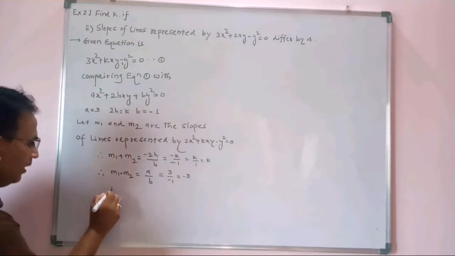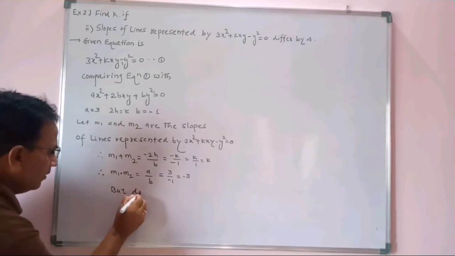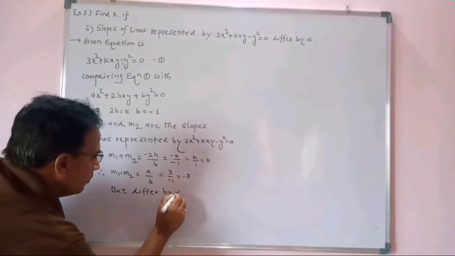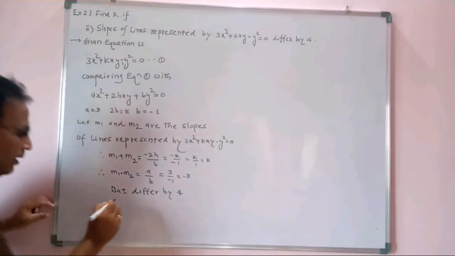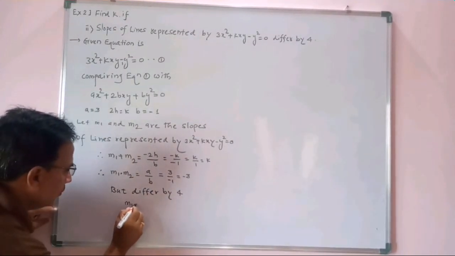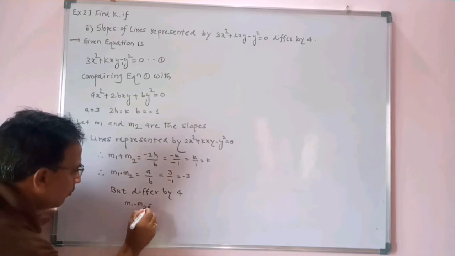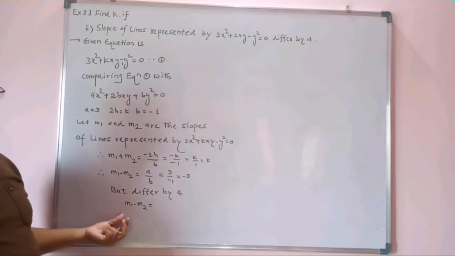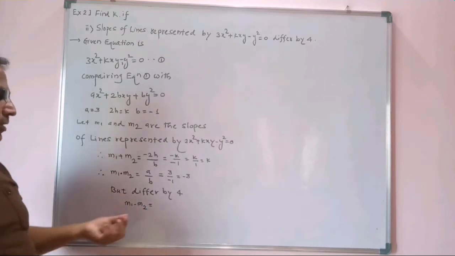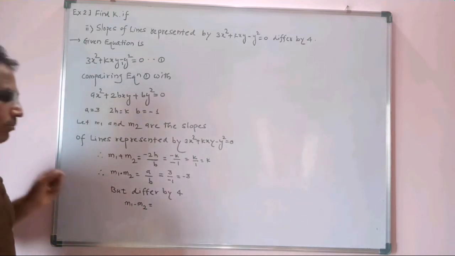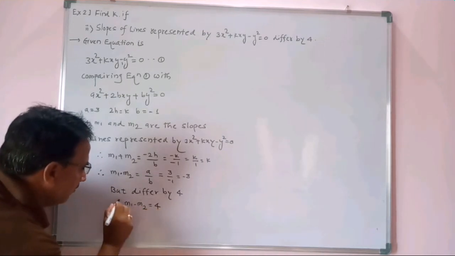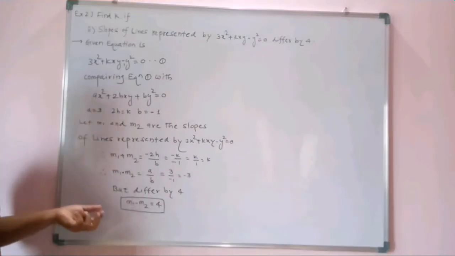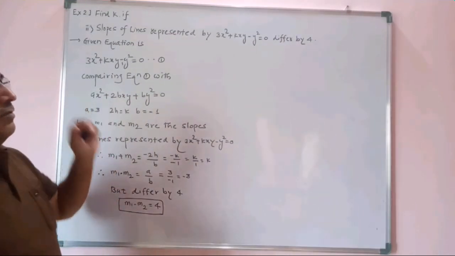But the given condition is that the slopes differ by 4. Differ by 4 means the subtraction of two slopes is 4. The difference of the two slopes, first m1 and second m2: m1 minus m2 equals 4 is given. Find the value of k.